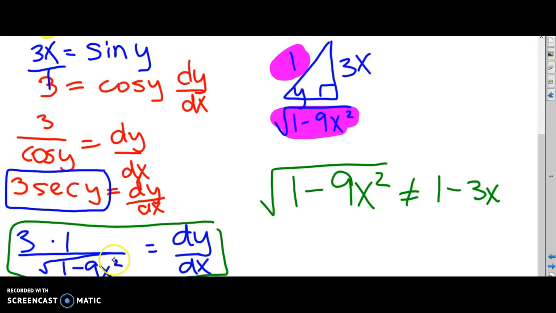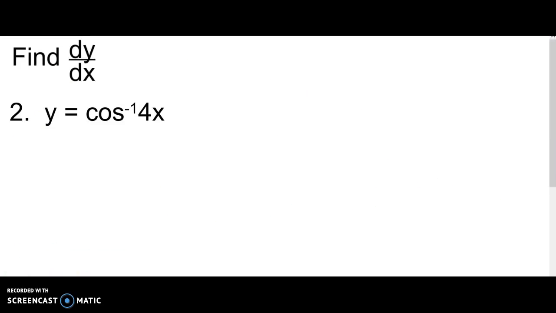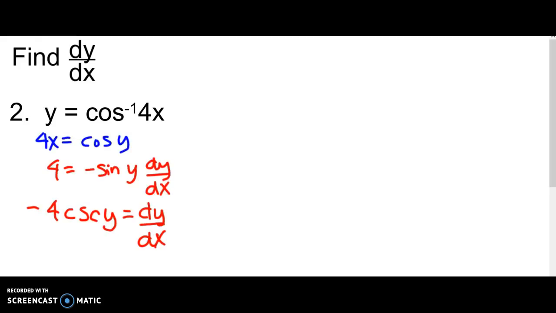All right, let's try another one. How far can you and your partner get through this problem without getting help? Pause the video and see if you can figure out the answer. If you got this far, great. Continue on with my video and see if you got the answer right. If not, fix this and then see if you can correct your mistake.